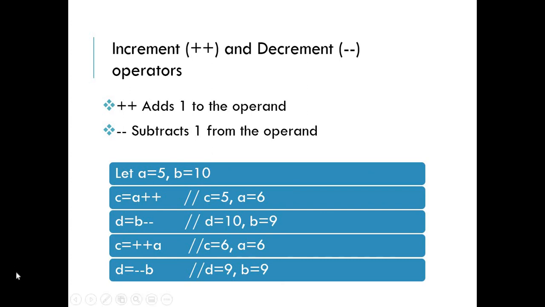In a similar way, D is equal to minus minus B. After this expression, the values of D and B both will be 9. It will decrement the value of B, that is 10 minus 1, 9, which will be stored into D as well as into B. This is how the increment and decrement operators can be used.